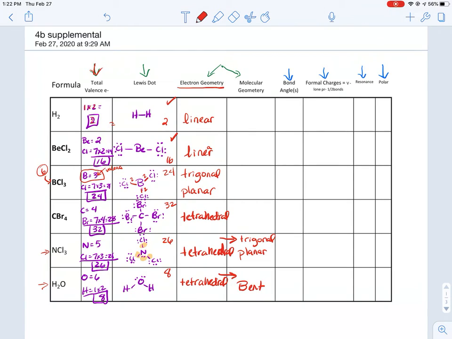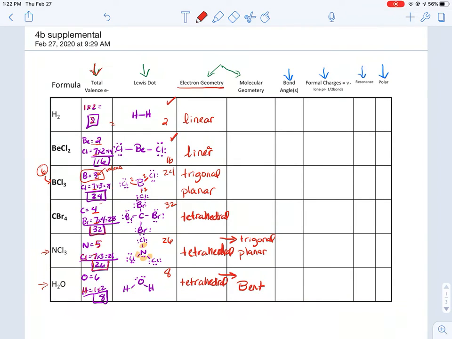So hydrogen has 1 times there's 2 of them, that's 2. Beryllium has 2, and then chlorine has 7 times 2 is 14. When you add 2 and 14 together, you get 16. Boron has 3 valence, and then chlorine has 7 times 3 is 21, which gives you your 24. Carbon has 4 valence. 7 times 4 is 28, so your total is 32. Nitrogen has 5 valence. Chlorine has 7 times 3, which is 21, so together it makes 26.